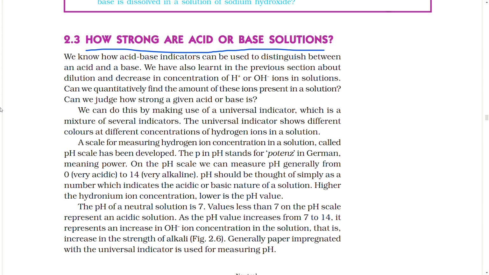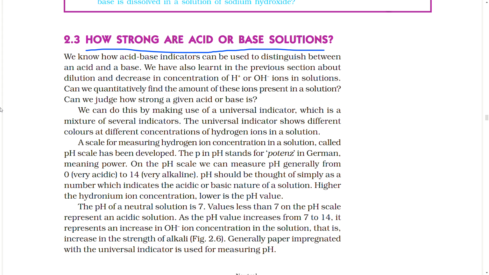We can do this by making use of a universal indicator, which is a mixture of several indicators. The universal indicator shows different colors at different concentrations of hydrogen ions in a solution. A scale for measuring hydrogen ion concentration in a solution, called the pH scale, has been developed. The p in pH stands for 'potenz' in German, meaning power.